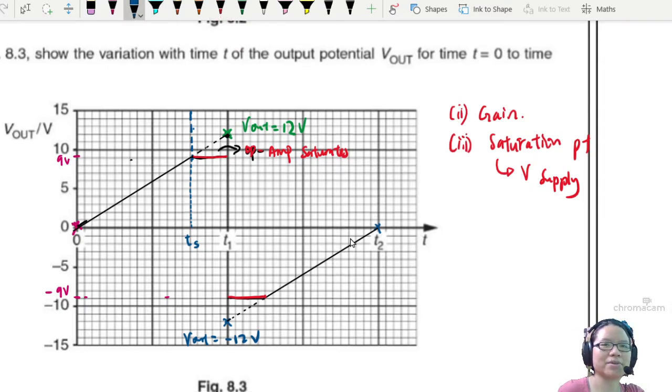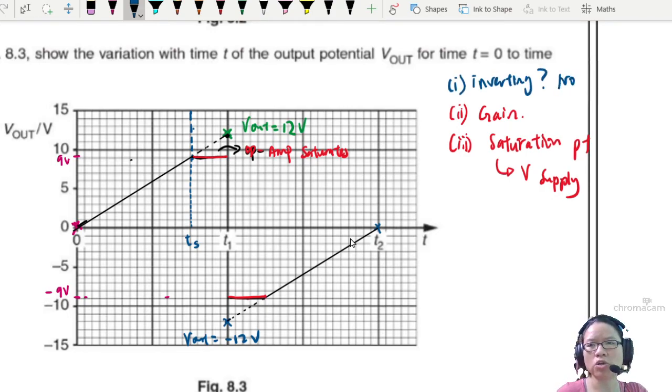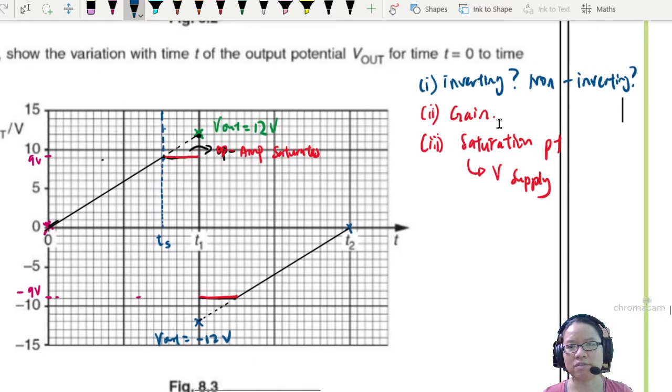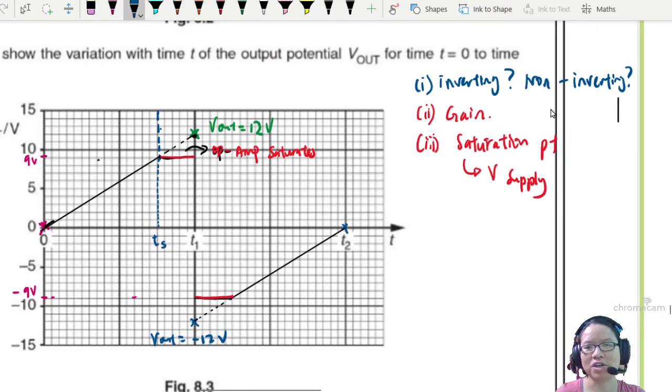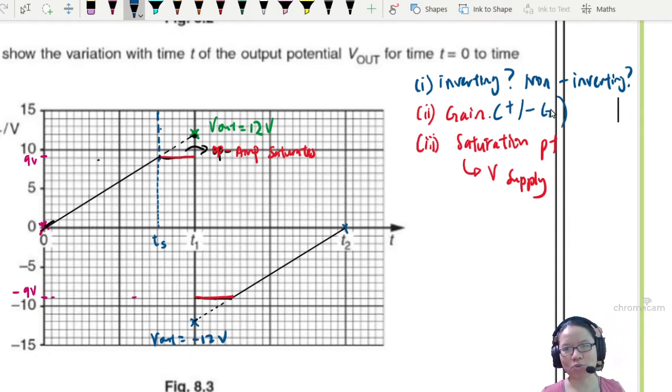Okay, so first thing you ask yourself, what type of circuit? Inverting? Non-inverting? Because whether it's inverting or non-inverting, your gain will be positive or negative G, depending on which it is. So then you draw your graph.